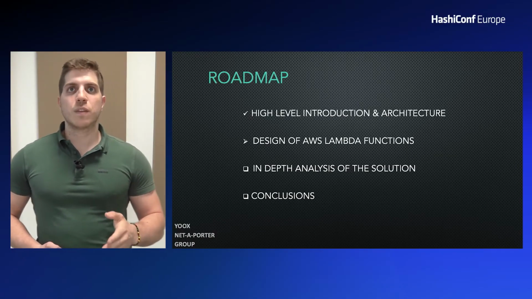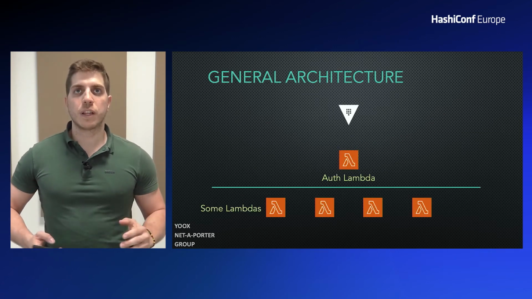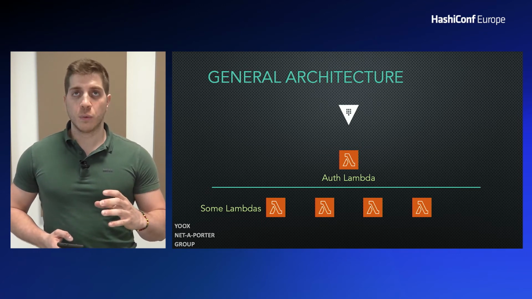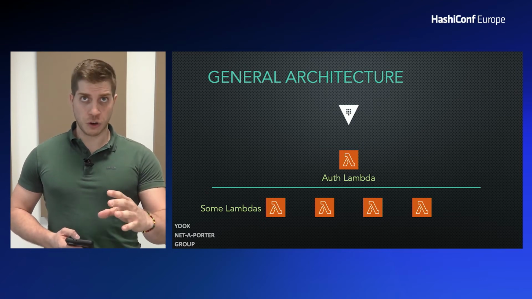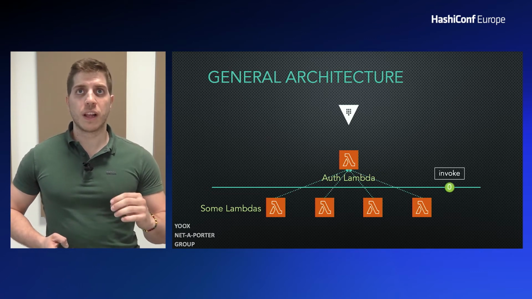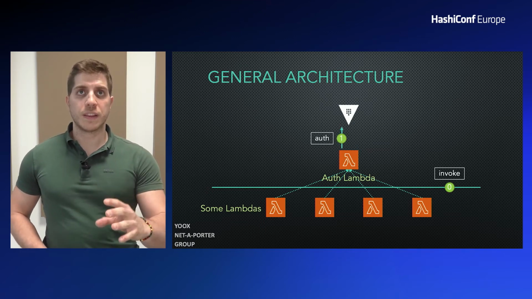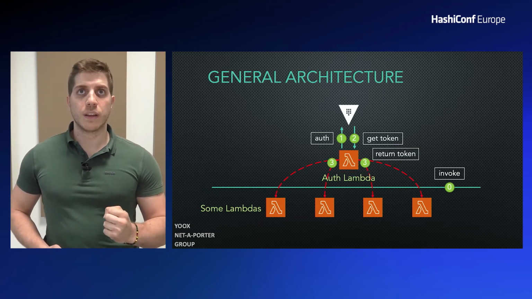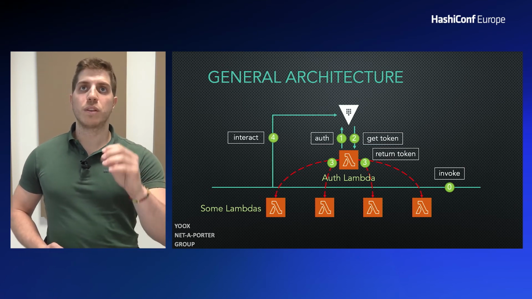So let's now dive into the design of these AWS Lambda functions. First of all, let's look at the general architecture that we have. We have a central Lambda, which we'll call Auth Lambda. This Lambda will be in charge of authenticating to HashiCorp Vault and returning a token to the other Lambdas. So step 0 for the other Lambdas is to invoke this auth function. This will authenticate to Vault using the roles passed as payload. It will get the token, return the token to the Lambdas, and then all these Lambdas will be able to interact with Vault.